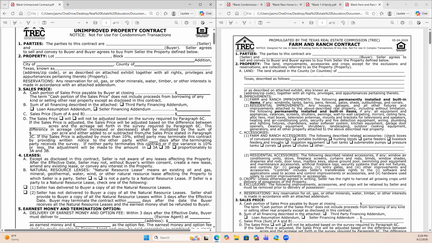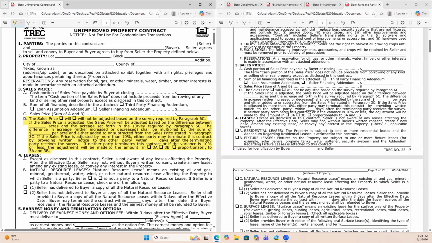The first difference in the contract that you're not going to see on any other contract we've gone over so far is this section here. This section here is super important. Let me highlight it. Here you go. When you are buying land of any kind, farm and ranch or unimproved, the person that's buying the land is more than likely buying the land at a price per acre.